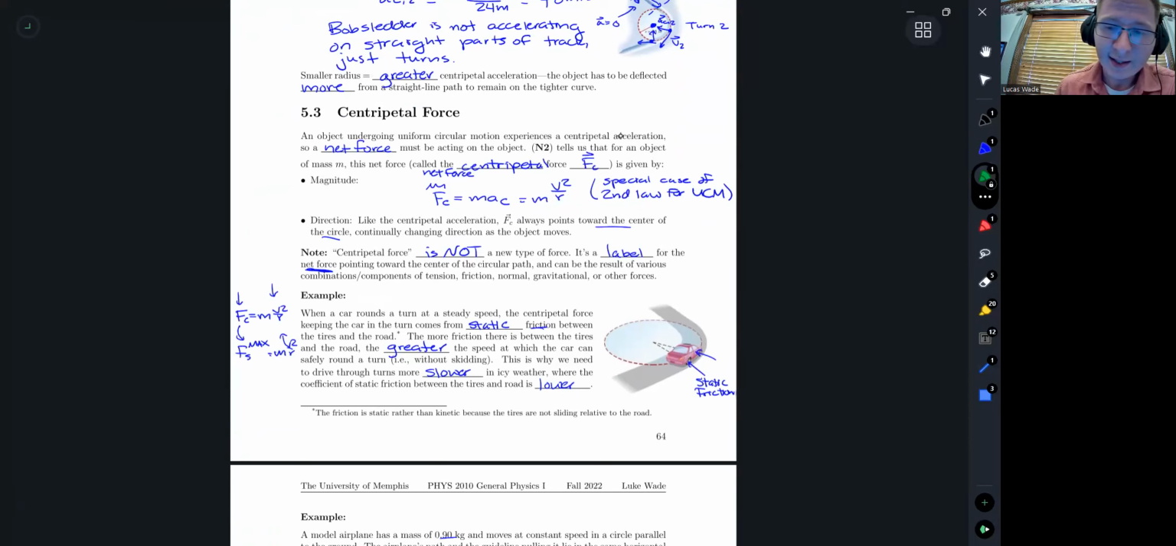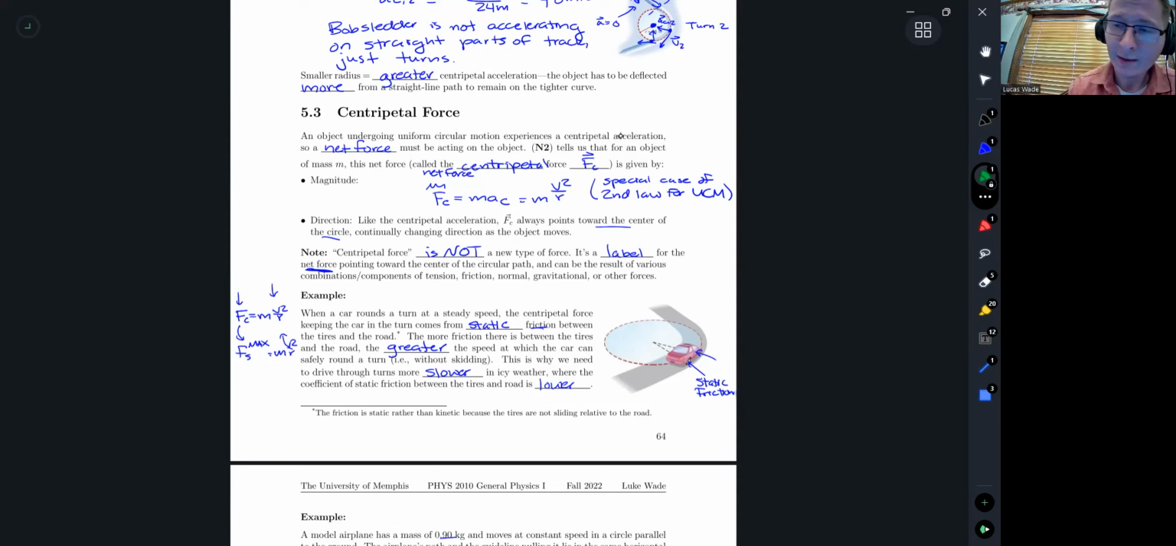Centripetal force is, again, not its own kind of force. It's just the net force acting towards the center of a circular turn or circular path. So if we look at all the forces acting on something and look specifically at the net force acting towards the center of a circular path, that is what we call the centripetal force.